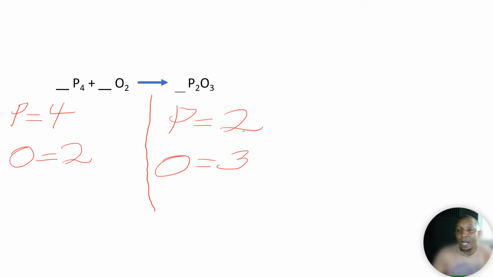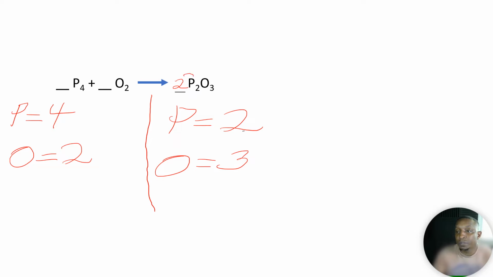So for example, I have 4 phosphorus on the left, I only have 2 on the right. If I want them to be balanced, that means I want to have 4 phosphorus on the right. So what can I do? Remember, when you put a coefficient in the front, it multiplies and distributes to both elements. So let's take a look and see what it looks like. So let me put my 2 right here.